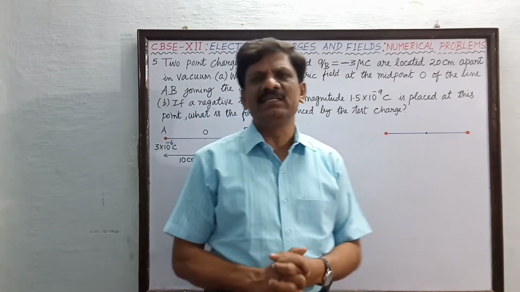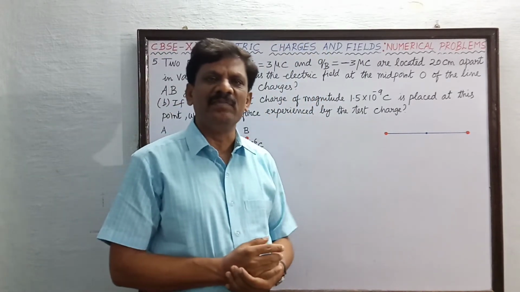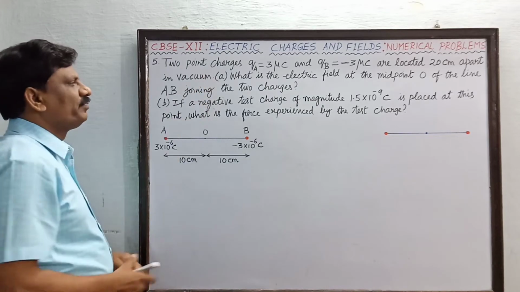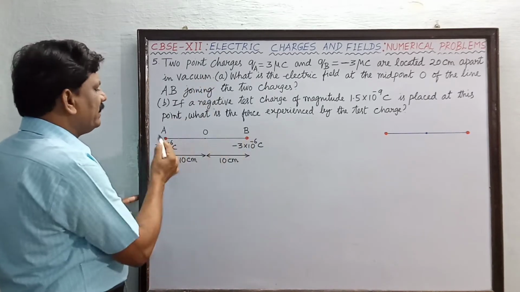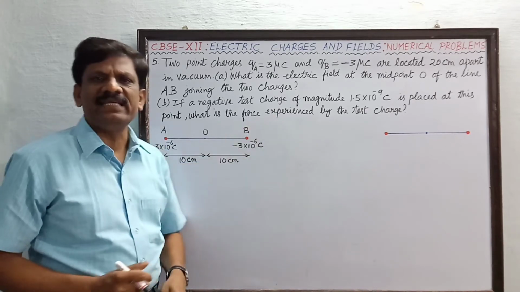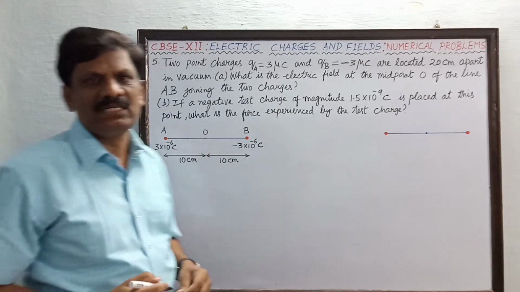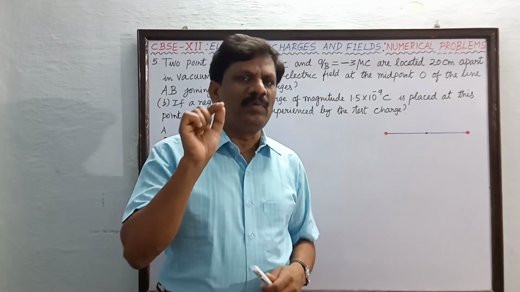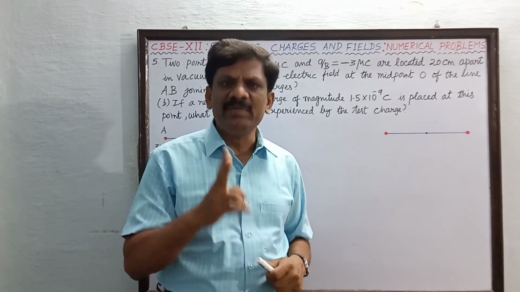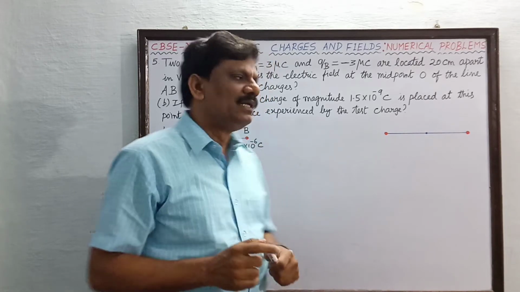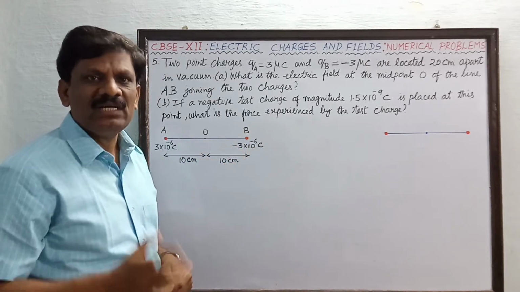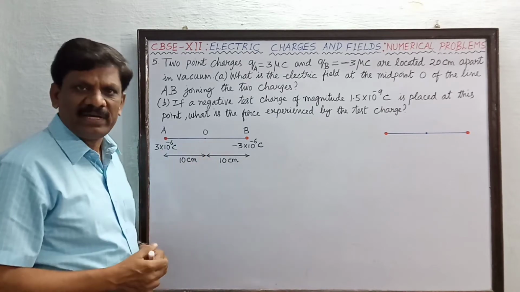This is a very important and interesting problem which is repeatedly asked in many competitive exams as well as in the CBSE board exam. Now for subdivision A, you look at the charges located at A and B. There are two charges and the straight line joins A and B. O is the midpoint. Now at this point O, there will be two electric fields, one due to this positive charge and the other due to this negative charge.